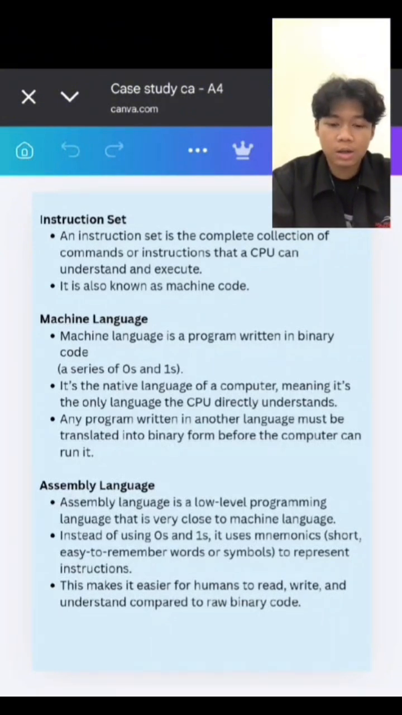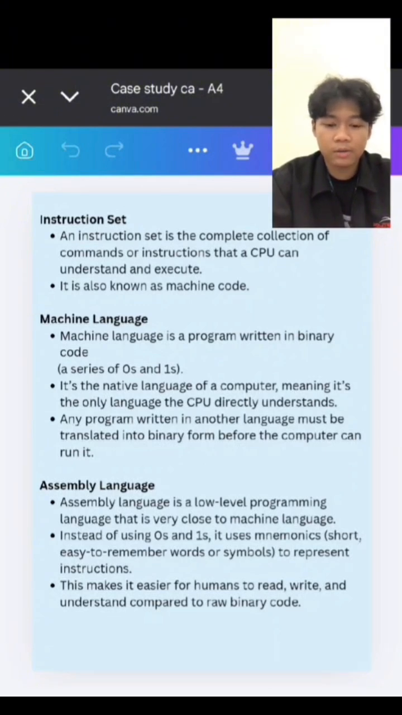The second, machine language is a program that is written in a binary code, a series of zeros and ones. It's a native language of a computer, meaning it's the only language that CPU can directly understand. Any program written in another language must be translated into binary form before the computer can run it, such as using a compiler or interpreter.